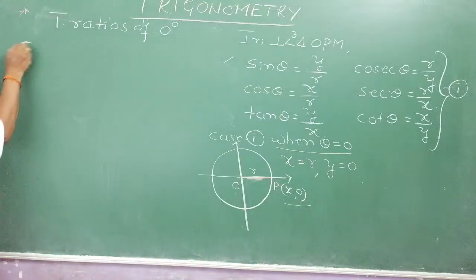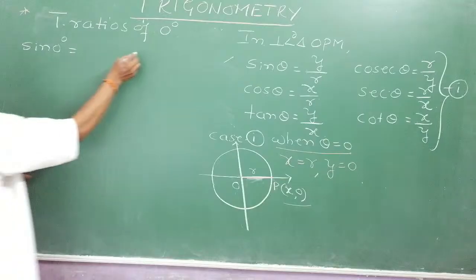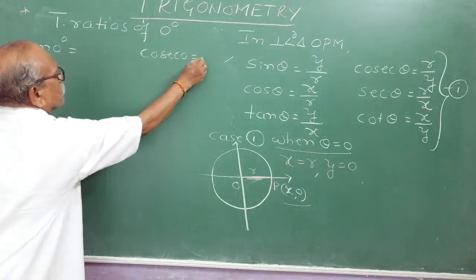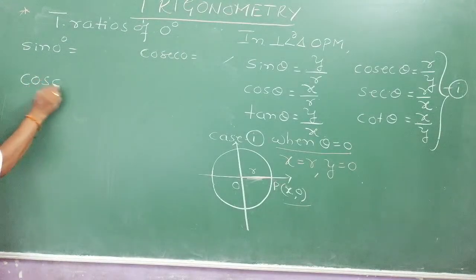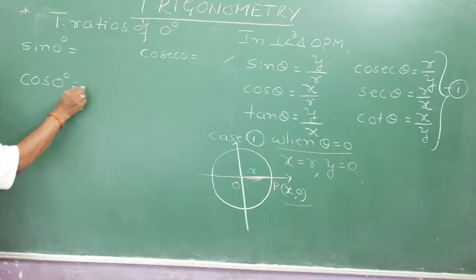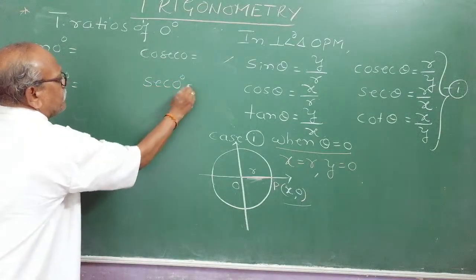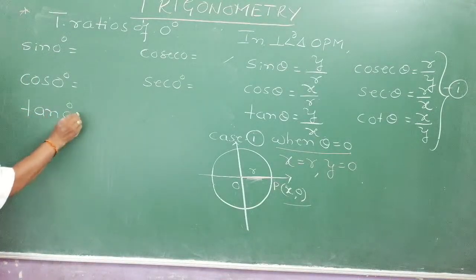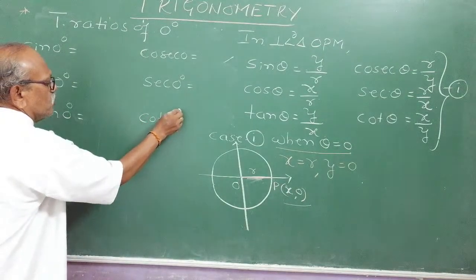Now you can write sin 0. First of all, we'll prepare it, then we'll change it. Then the reciprocal of it will be cosec 0. Then you have cos 0 degree. Then the reciprocal is sec 0 degree. Then you can take tan 0 degree and cot 0 degree. Observe, cot 0 degree.